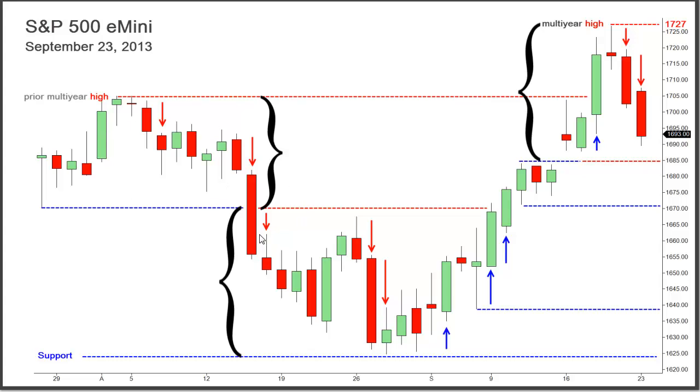The S&P traded down to previous support at or near 1620 in late August, and in early September built a base of support from which the S&P has traded back above the previous multi-year high and has auctioned up to a new multi-year high at 1727.